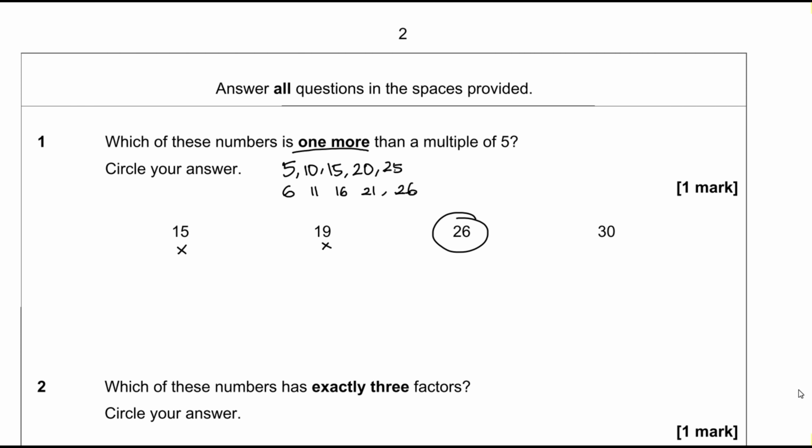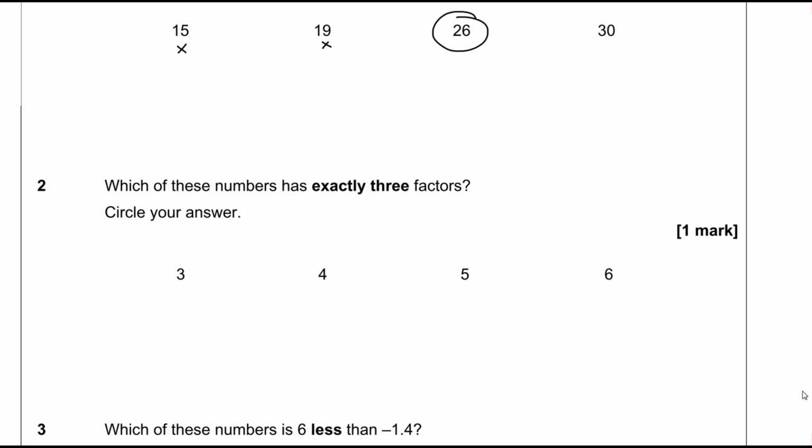Let's carry on with number 2. Question 2. Which of these numbers has exactly 3 factors? You remember the factors of a number. So if we have 3 here, 3 has 2 factors. It is 1 and 3. The reason is that if you times 1 and 3, you get 3. That means 1 and 3 are the factors of 3. What about 4? It has 1 and 2 and 4 as its factors. The reason is that if you times 1 and 4, you get 4. So 1 and 4 are the factors of 4. What about 2? You can times 2 with another 2, you get 4. So 2 is a factor of 4 as well. 4 has 3 factors.